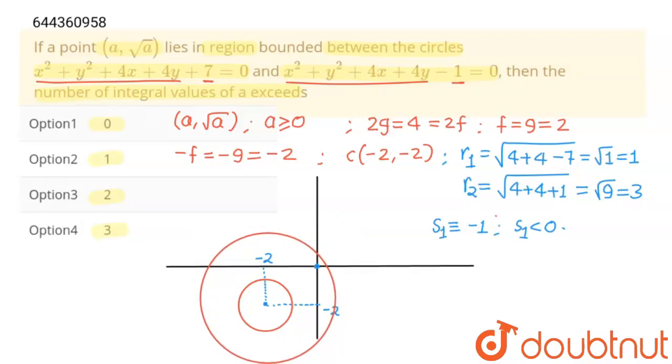Now here is the key concept. See, we said that a is greater than or equal to 0. So this point (0, 0) lies between both the circles, and the question is saying the region bounded between the circles. So (0, 0), there is 1 point. Now the next point can be (1, 0) or (0, 1).